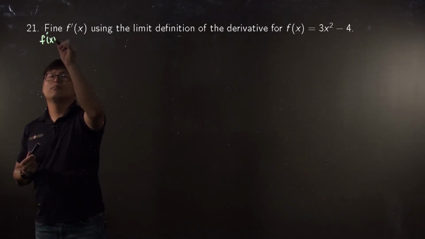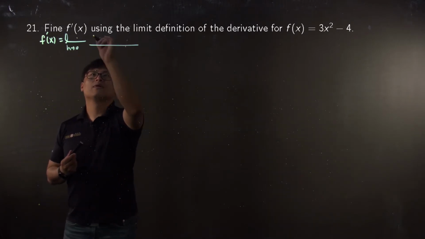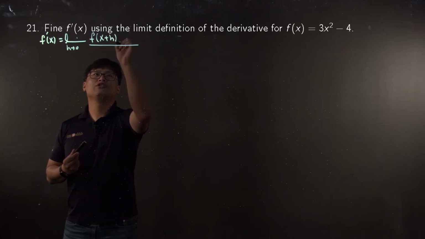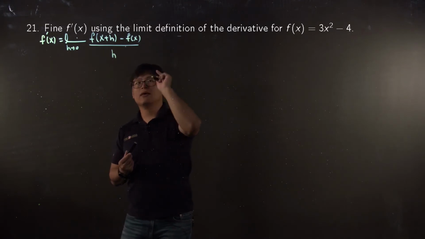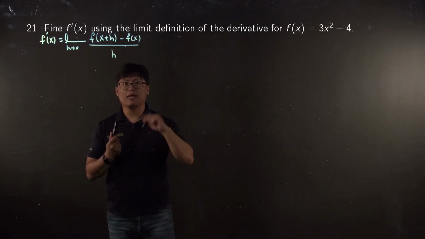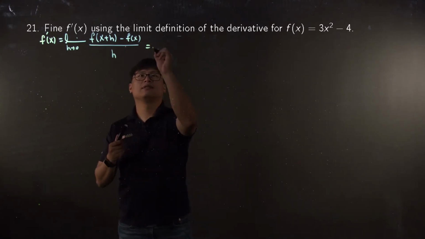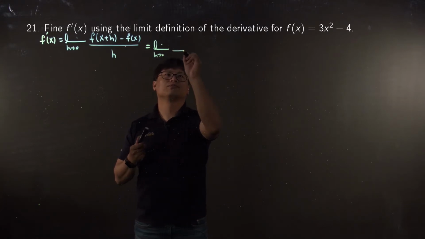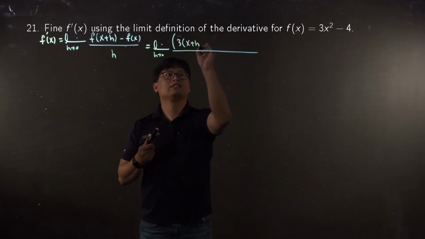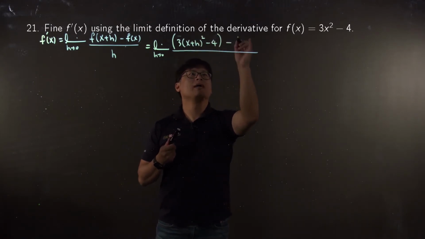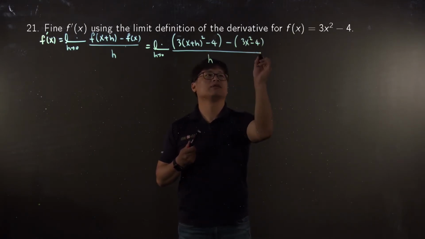F prime is equal to the limit as h goes to 0 of f of x plus h minus f of x over h, okay? When you plug in h equals 0, that's exactly 0 over 0 form, okay? Which means we have to cancel out the 0 factor h. Let me plug in x plus h into my function. Then this is the limit as h goes to 0 of 3 times x plus h squared minus 4, and minus f of x, which is 3x squared minus 4, over h. Here we go.